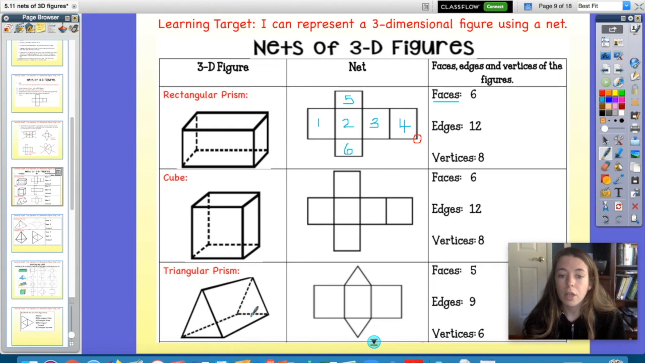Down here, we have that triangular prism. Once again, the faces are the most important attribute to know. So we have these 3 down the middle, 3 rectangles, and then our 4th and 5th faces here are the 2 triangles on either end. It has 9 edges and 6 vertices.